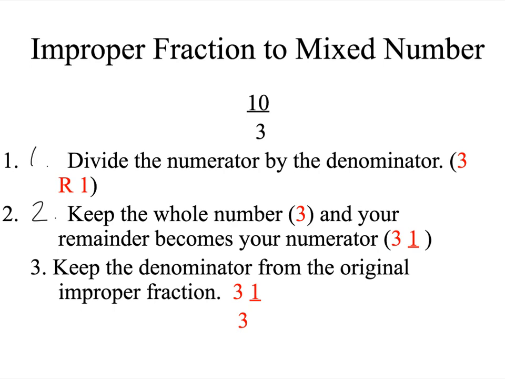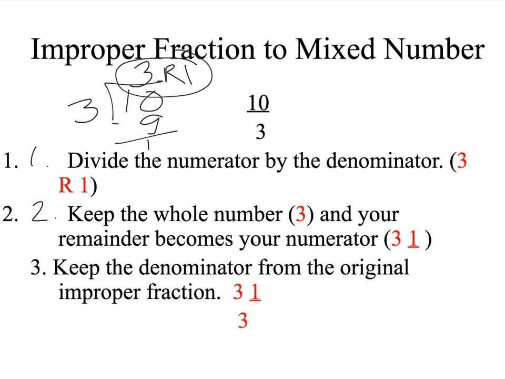Okay, so you're going to have, how many times does 3 go into 10 evenly? Well, we know that 3 is how many times it will go in evenly, and you will have 1 left over. So if we look at our answer, which is 3 remainder 1, it says to keep the whole number 3. So the 3 is going to be your whole number in your mixed number.